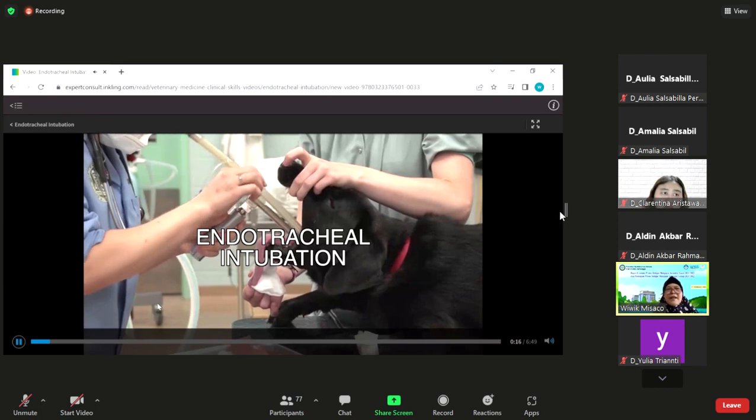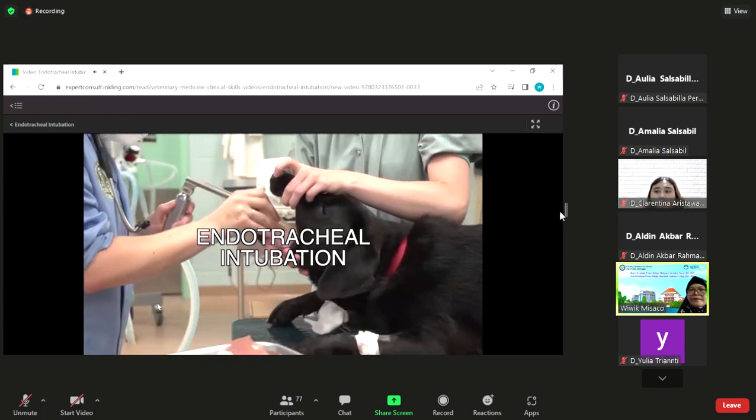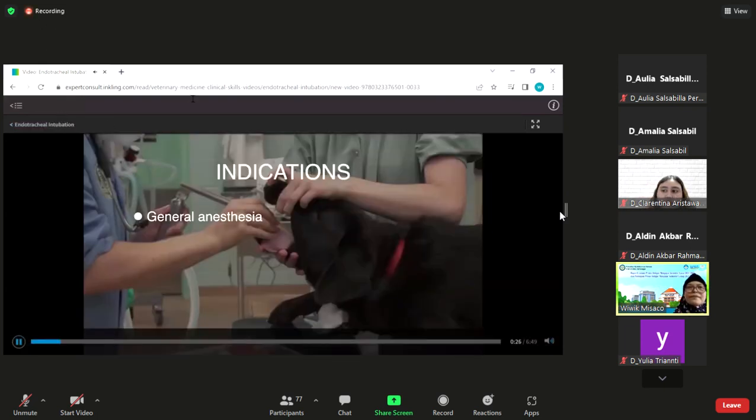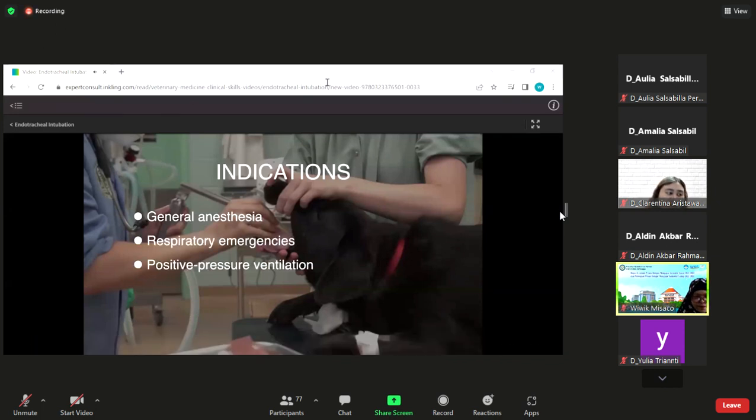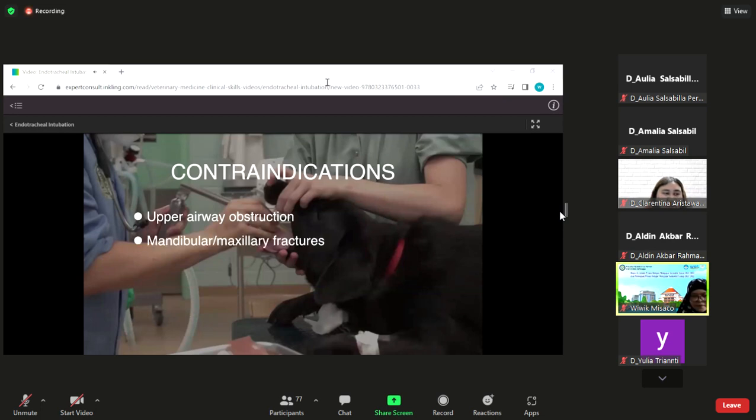Tracheal intubation is the most effective routine method for gaining control of a patient's upper airway. Intubation is used most often to maintain general anesthesia with a gas anesthetic, but it's also essential during management of respiratory emergencies and for positive pressure ventilation. Intubation may not be possible in cases of upper airway obstruction by a foreign body or a mass, of mandibular or maxillary fractures, or in cases of tracheal surgery. Extension of the neck must be avoided if it risks worsening cervical spinal cord or vertebral disease.